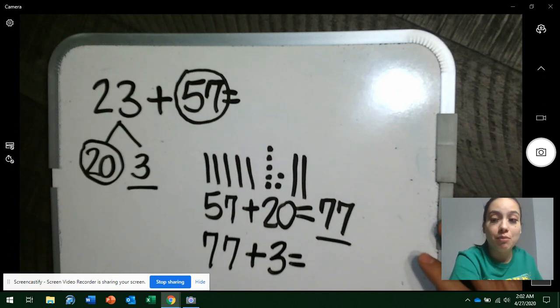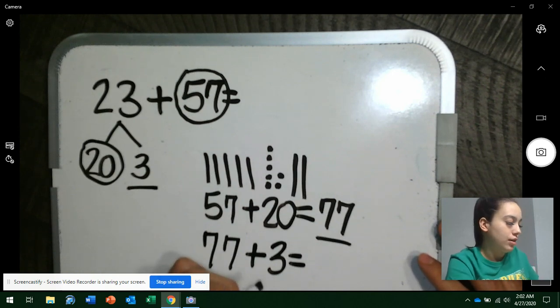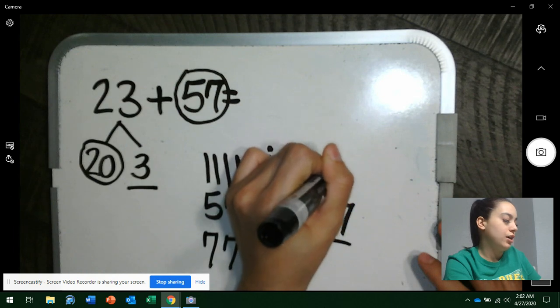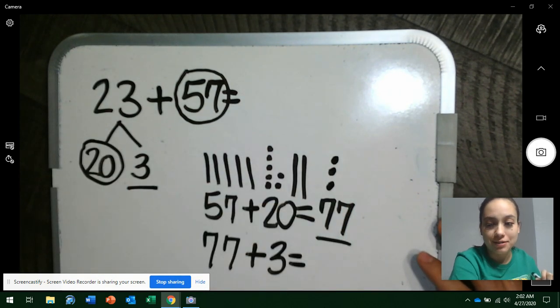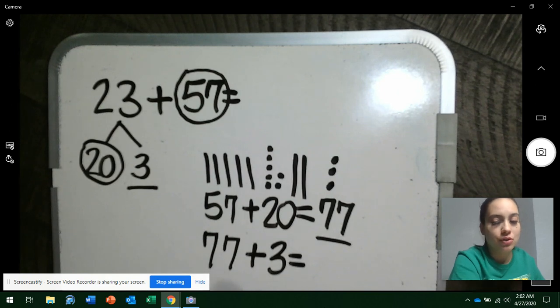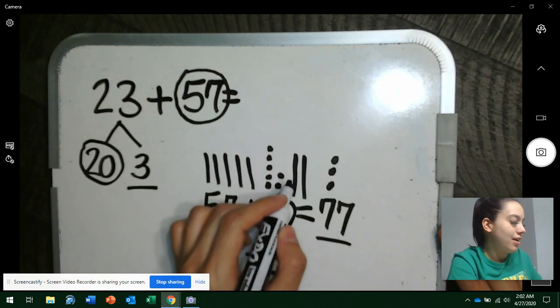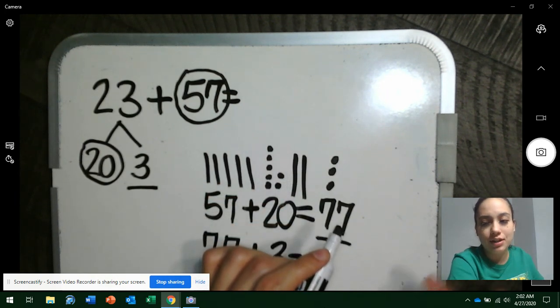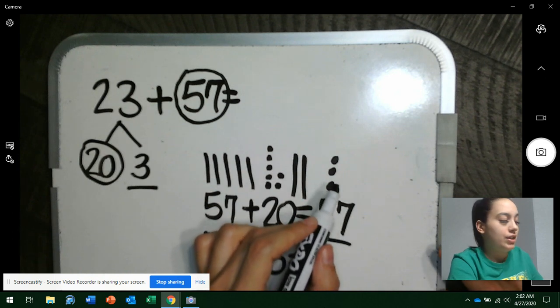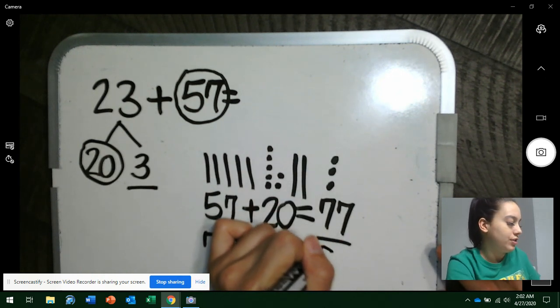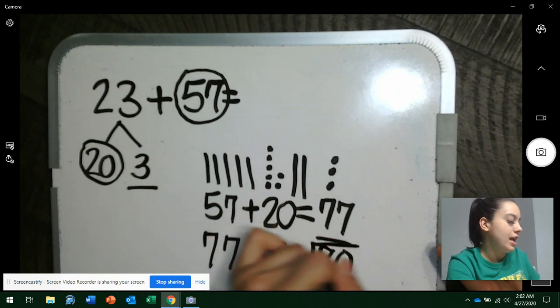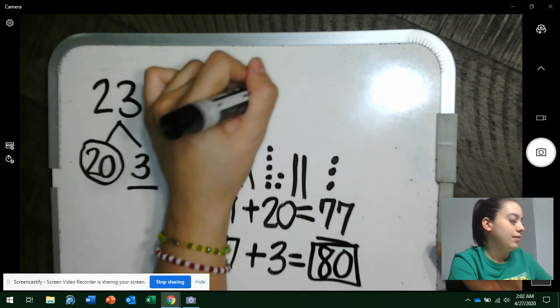77 plus 3 more. You can count on or just add the 3 dots to your picture and count on using your picture or using your mind, your brain. So 77, what's after 77? Counting by ones. 78, 79, 80. Very good. So our answer is 80.